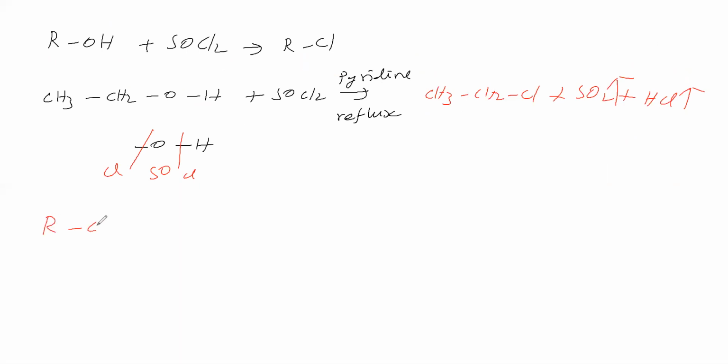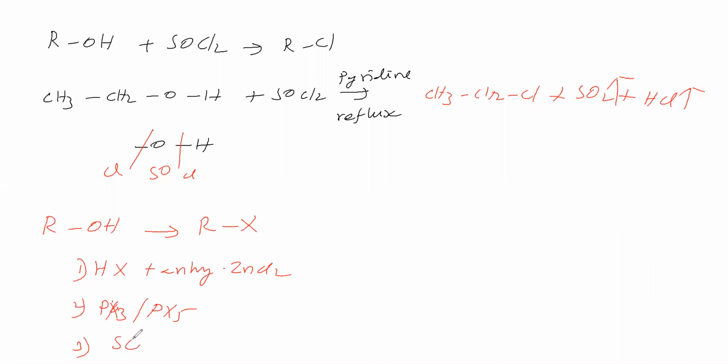So to convert alcohol into halide, what reagents can we use? First reagent, halogen acid with anhydrous zinc chloride. Second reagent is phosphorus halide, PX3 or PX5. Third method, thionyl chloride. So to convert alcohol into halide, we can use HX, or phosphorus halide, or thionyl chloride.